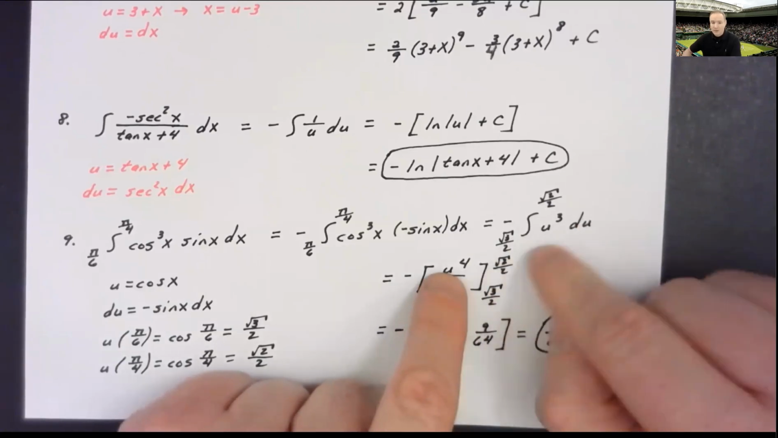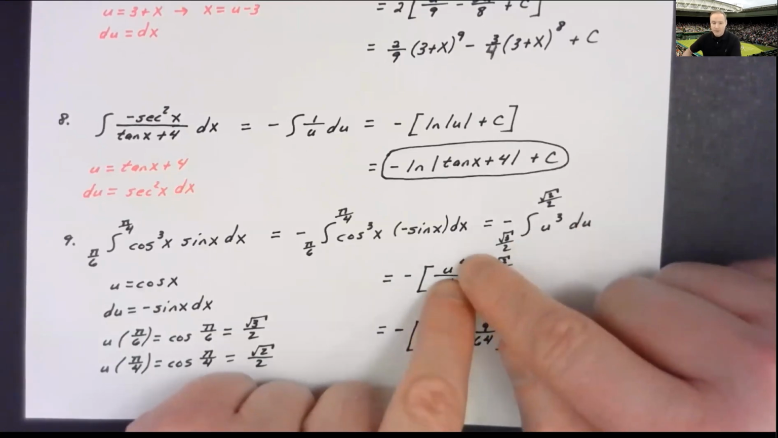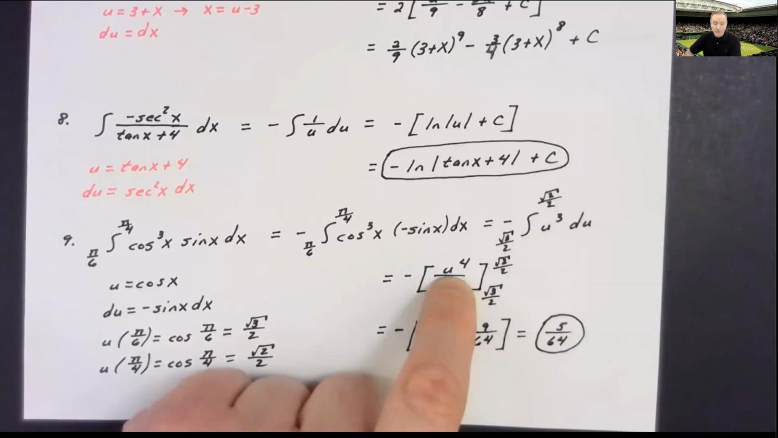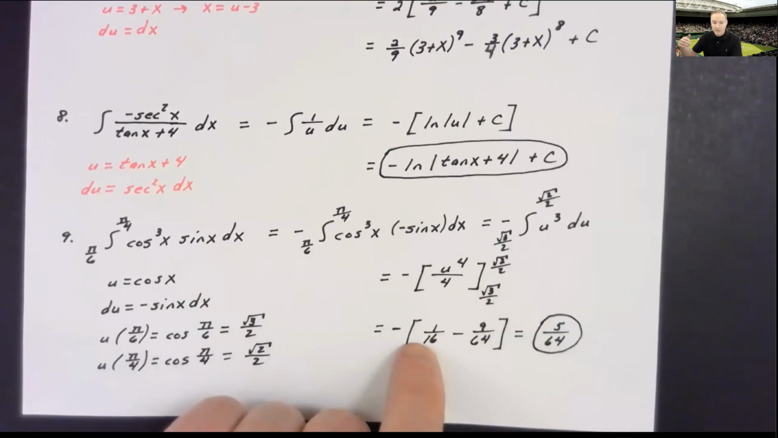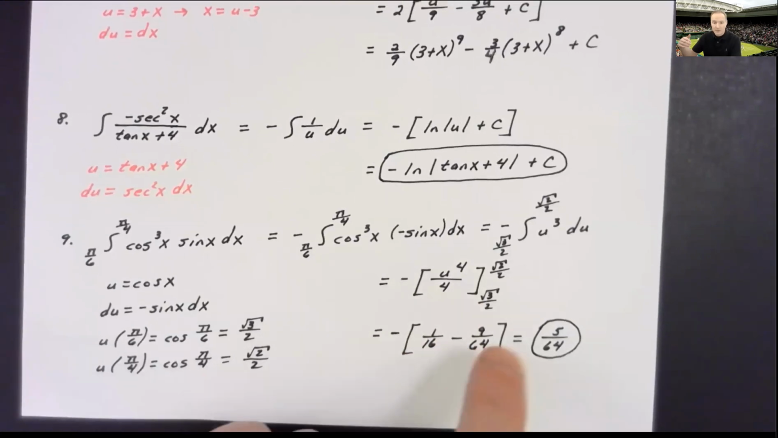If you plug square root of 2 over 2 into u to the 4th, the square root of 2 to the 4th is going to be, I know that the square root of 2 times the square root of 2 is 2. So I'm going to have 2 times 2. My numerator is going to be 4. My denominator, 2 to the 4th, would be 16. 4 over 16 would reduce down to 1/4, but then I'm dividing by 4. That gave me 1/16.